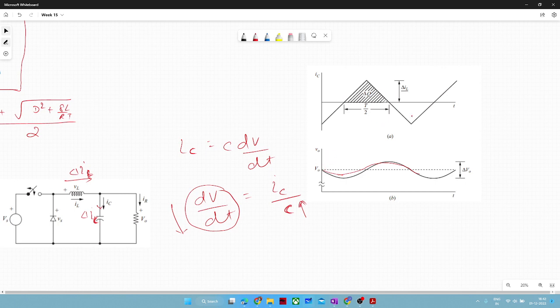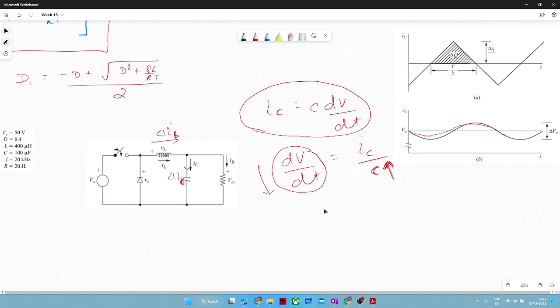Thanks. So yeah, that's what I meant to explain. Whatever ripple is induced in your inductor, that will reflect in your capacitor. And in a capacitor, IC is nothing but C dV by dt, and we know dV by dt is IC by C. So the amount of capacitance you use will affect your ripple in voltage.